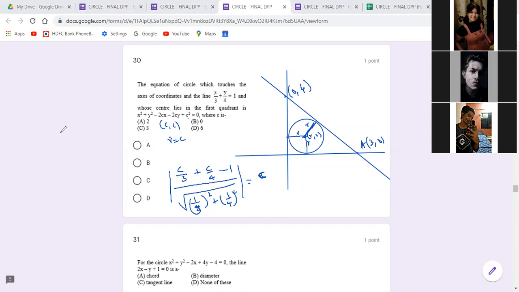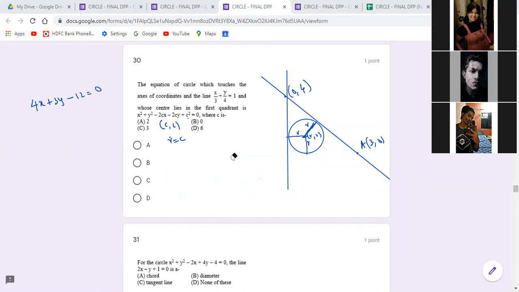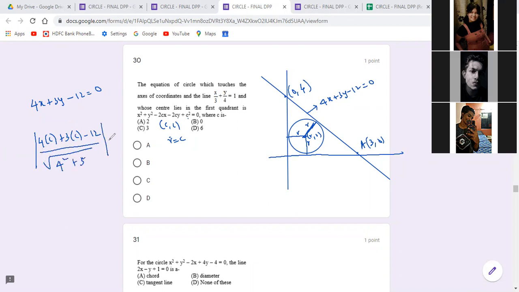If you want to make the equation a little easier, you do it like this: 4x plus 3y equals 12. Yeah, that will be better. So we'll apply this. What will be the equation of this line? 4x plus 3y equals 12. So what will be the perpendicular distance? 4C plus 3C minus 12, over root of 4 squared plus 3 squared, equals C. This will help you calculate faster. So 7C minus 12 is equal to plus or minus 5C.